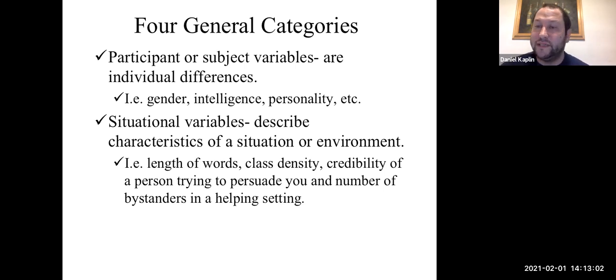We also have situation or situational variables. These are characteristics of the situation or environment. So the situation variable is oftentimes in an experiment linked to the independent variable. So we can manipulate the independent variable. Examples might be word length, class density, credibility of a person, and so forth, right? These are situations you expose your participants to.